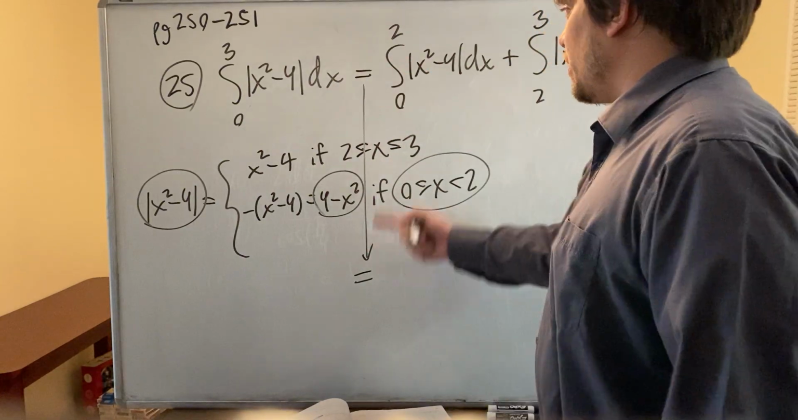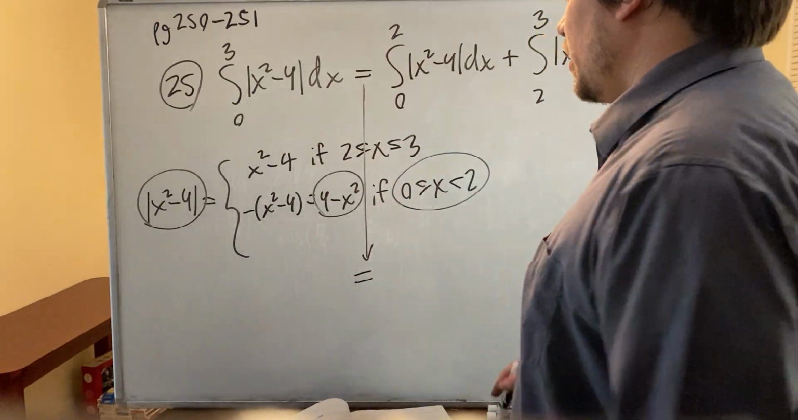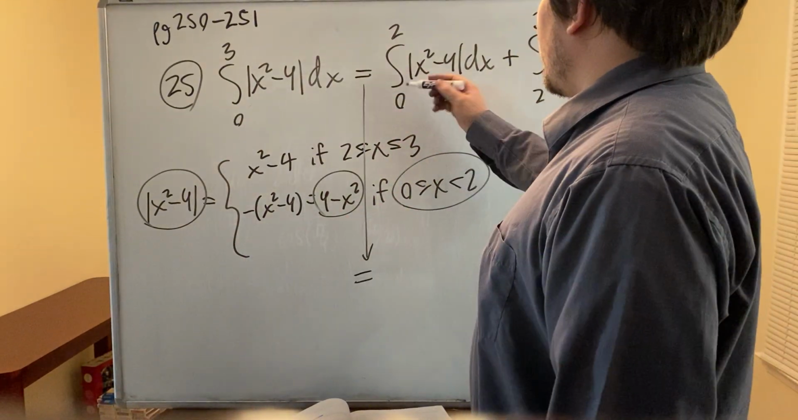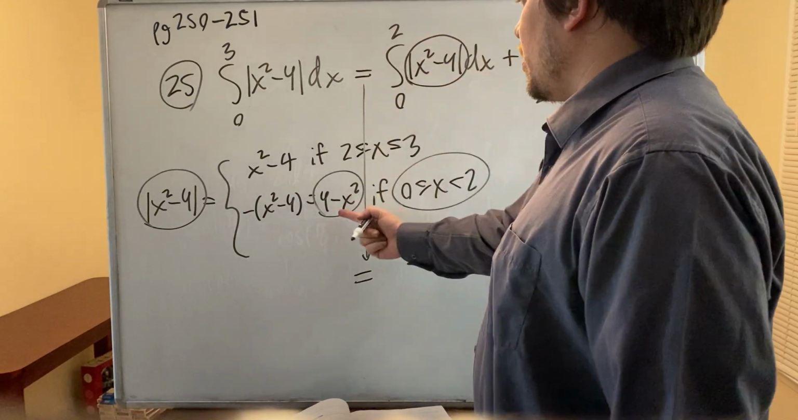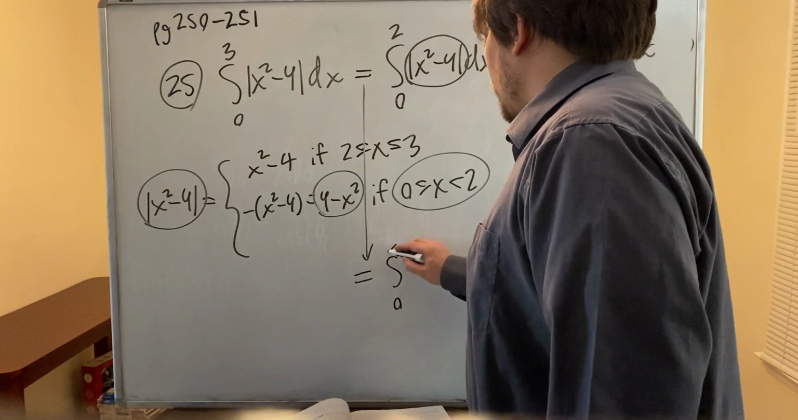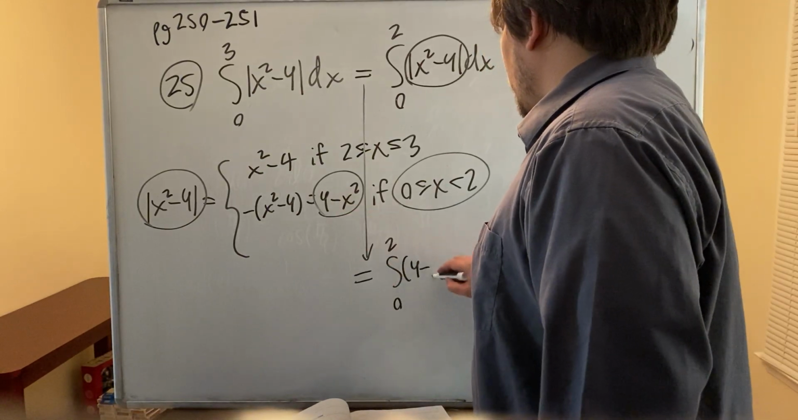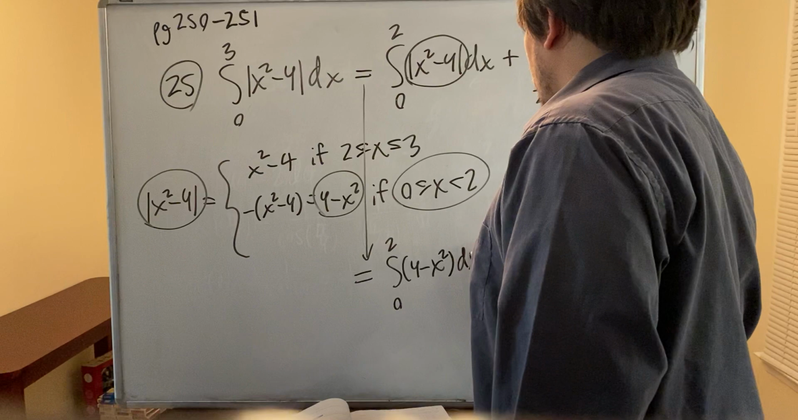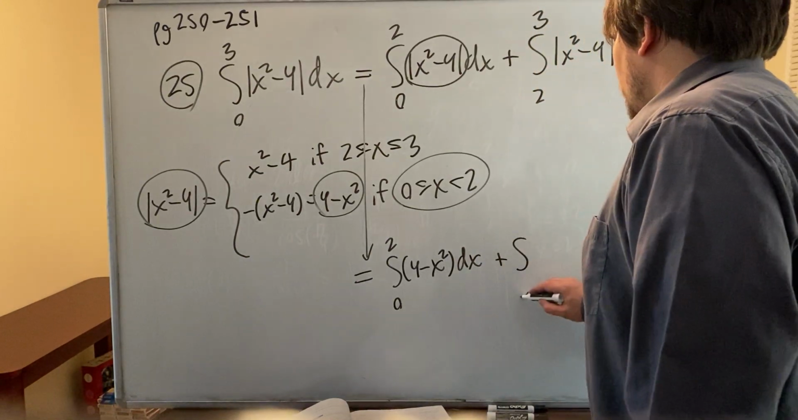Okay, we're going to go from here to here. I'm jumping over this. And so this expression, the absolute value of x squared minus 4, is 4 minus x squared from x equals 0 to x equals 2. So this is the definite integral from 0 to 2 of 4 minus x squared dx plus the definite integral from 2 to 3.